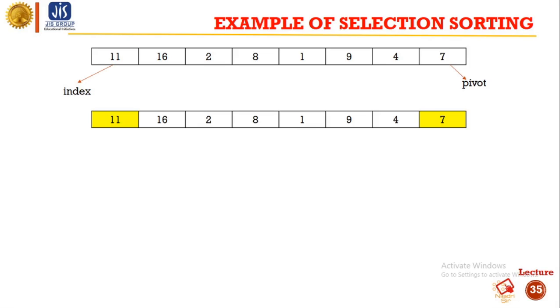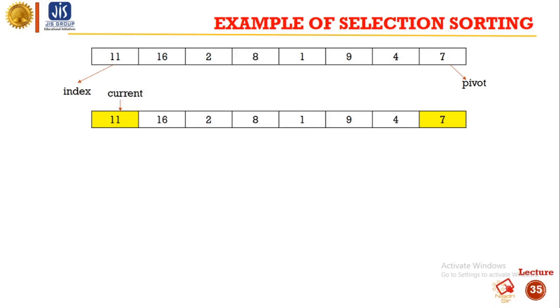We'll first check whether the first element is less than the pivot element or not. Here it is not less than, so we'll increment the position. This is the current position.